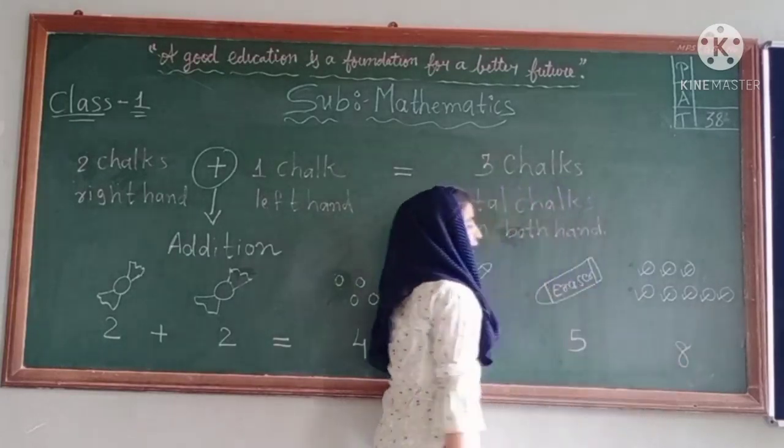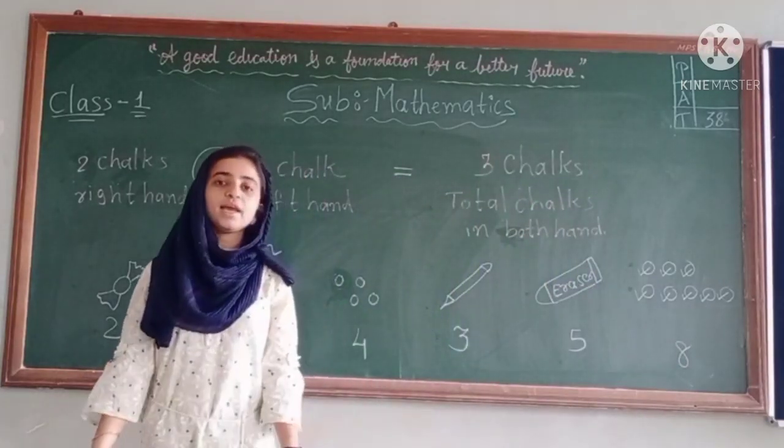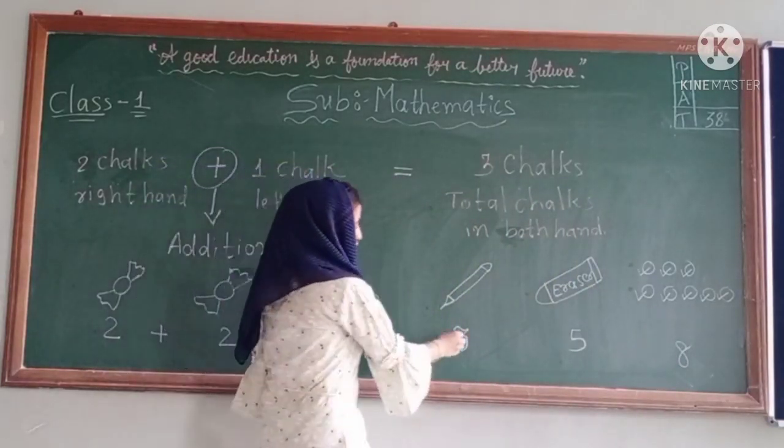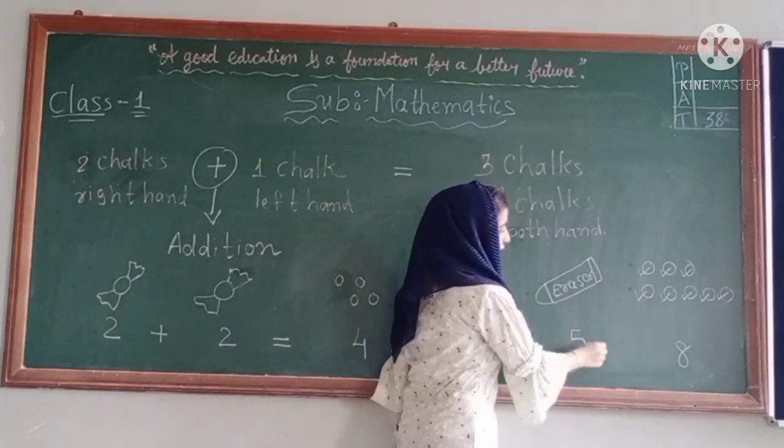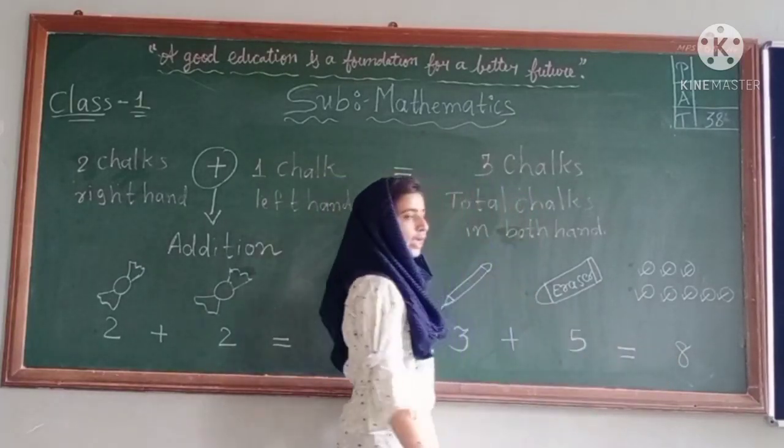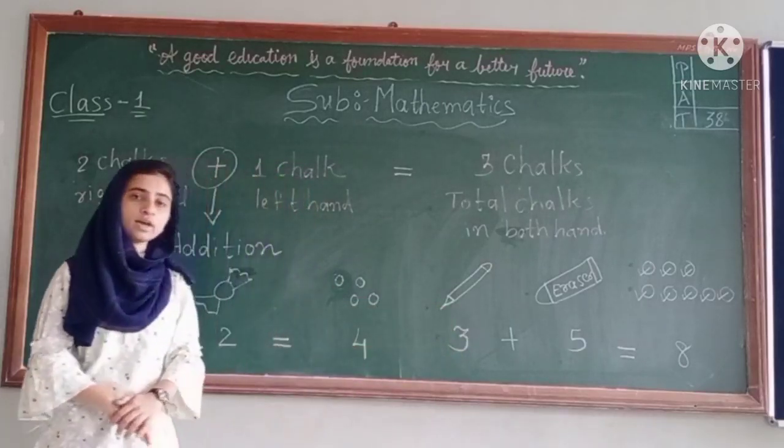Total 8. So how much do you have to pay? 8 rupees. Meaning 3 plus 5 is equal to 8. So we have to do the addition.